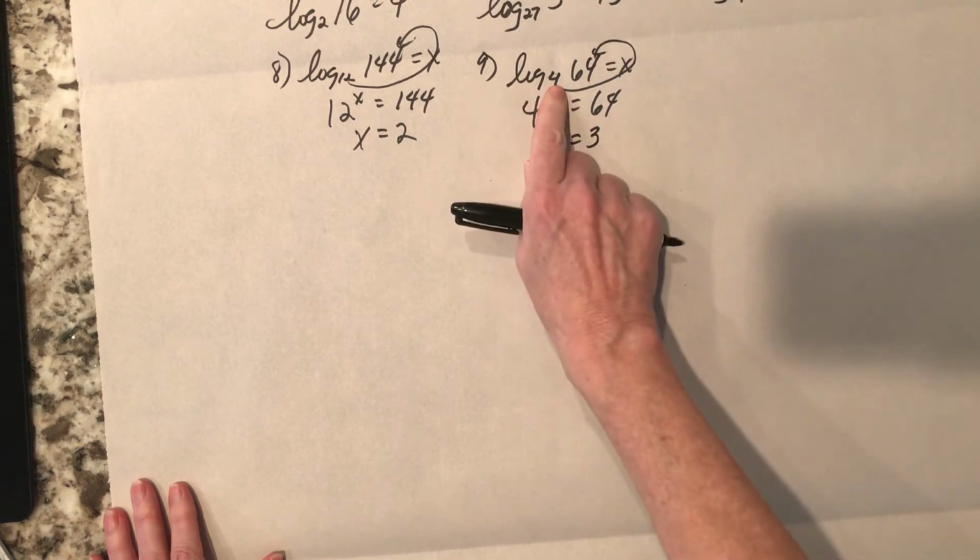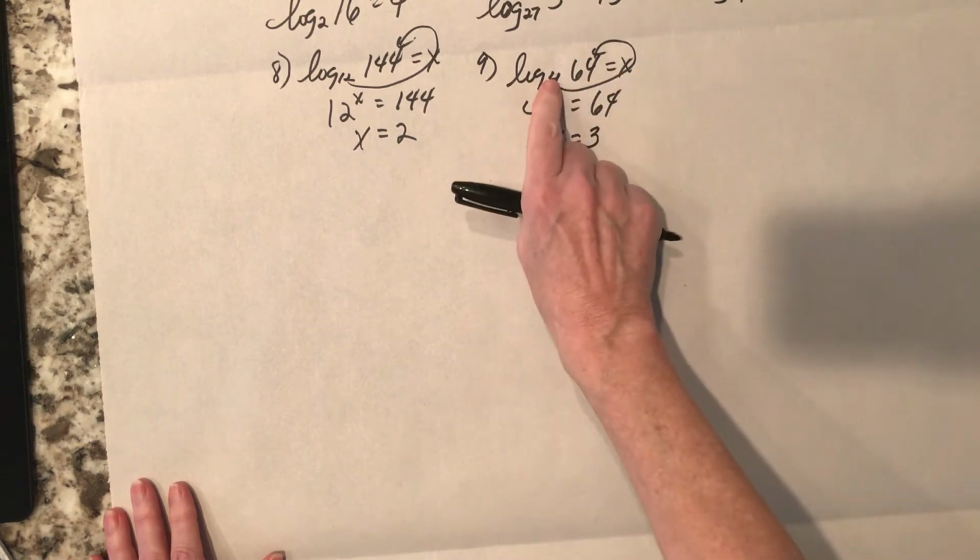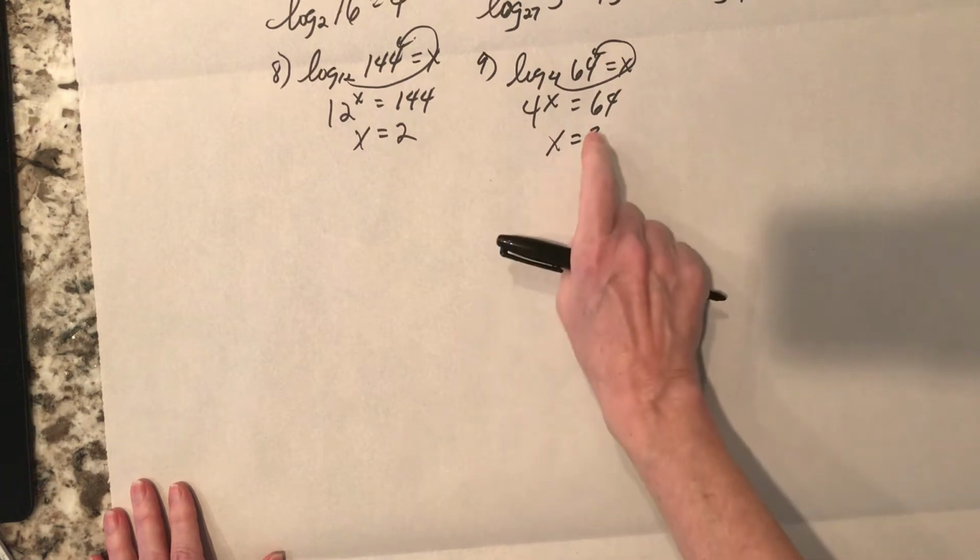So log base 4 of 64 is 3. What do you have to raise 4 to make it be 64? Right there.